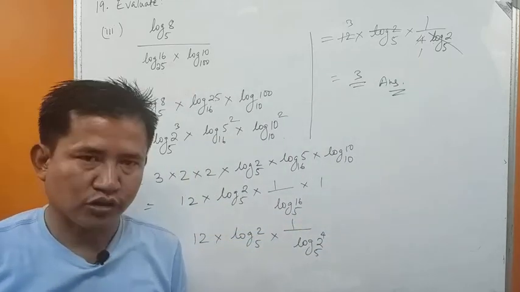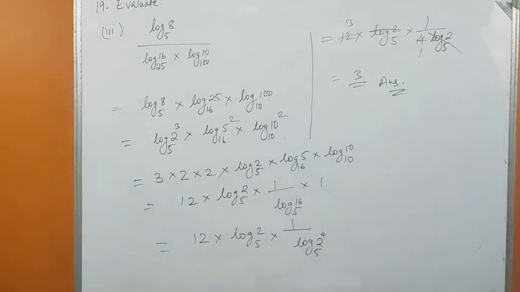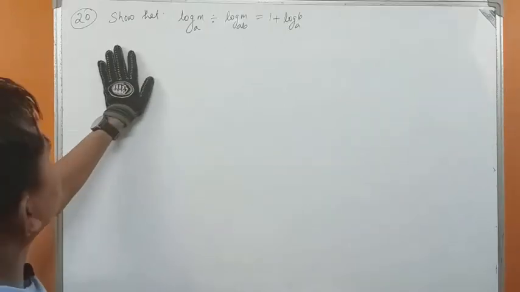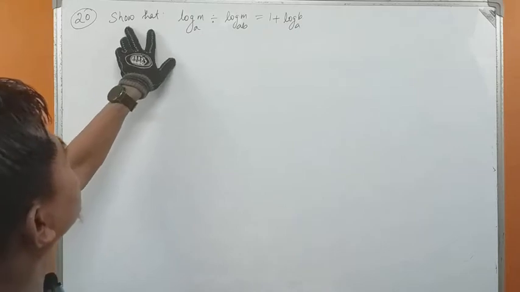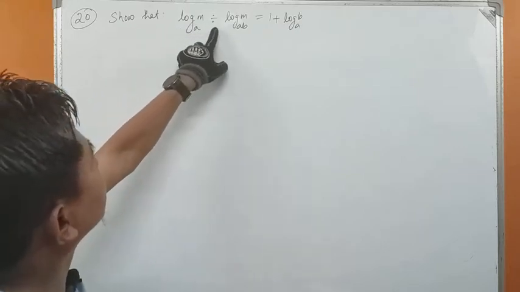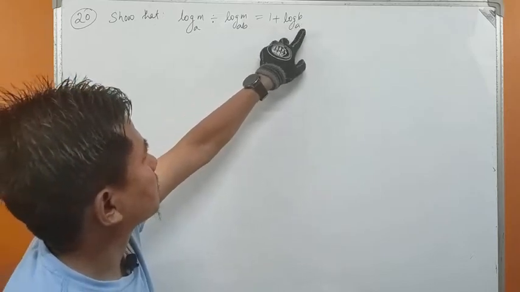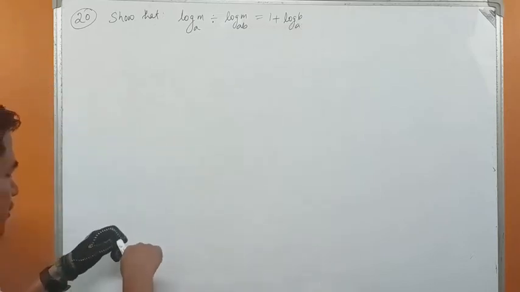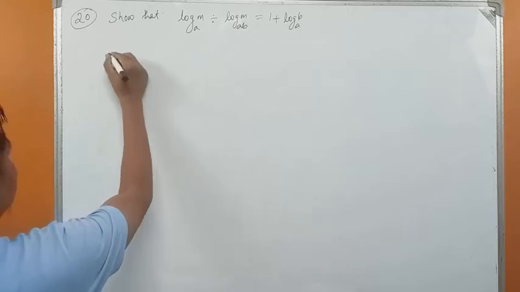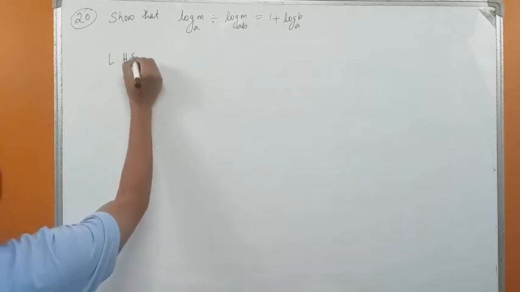Okay, so let us do question number 20. We are asked to show that log m to the base a divided by log m to the base ab equals 1 plus log b to the base a. So let us prove this. Let us first write the left hand side, LHS.